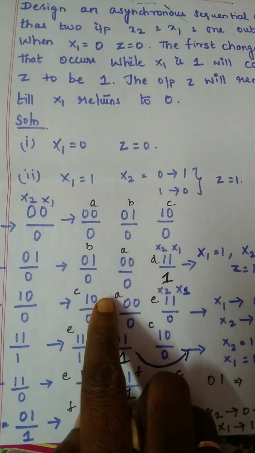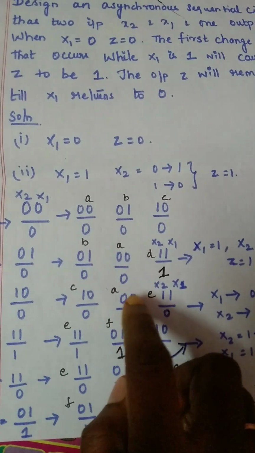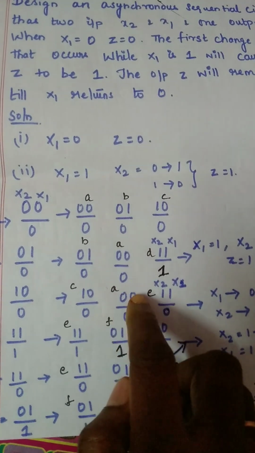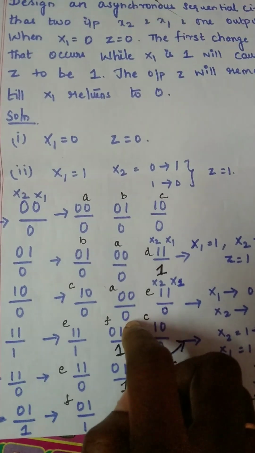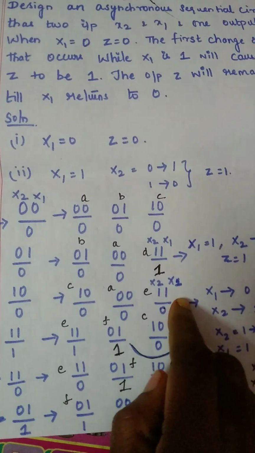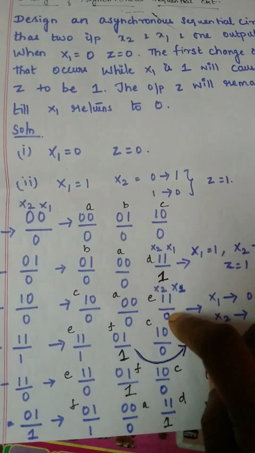So it is in the same state and your output is 0. If you see this, x2 and x1 both are 0. Already we know that the first condition is if x1 is 0, your output is 0. If you see this 1 1, you have to write the output.